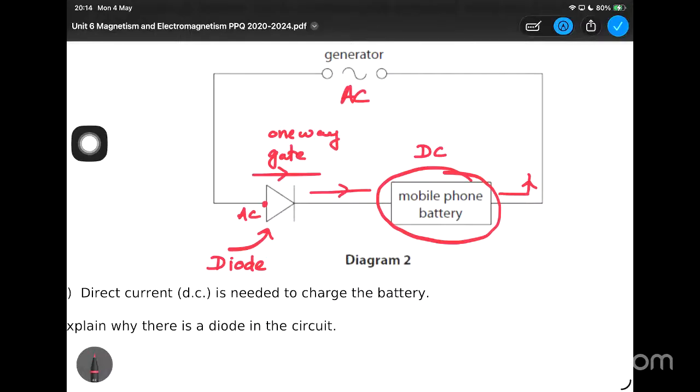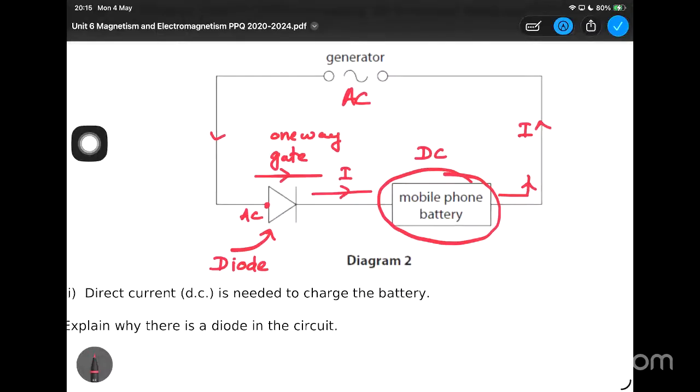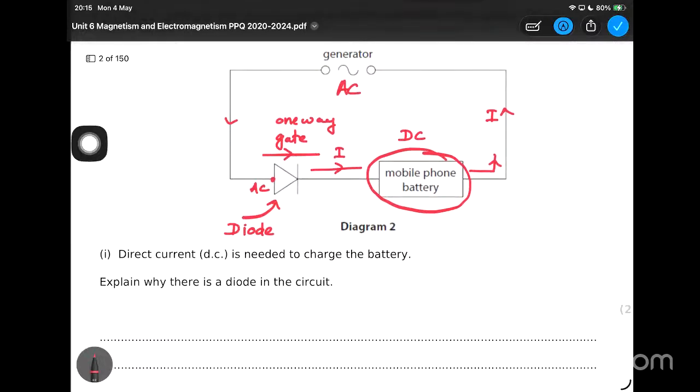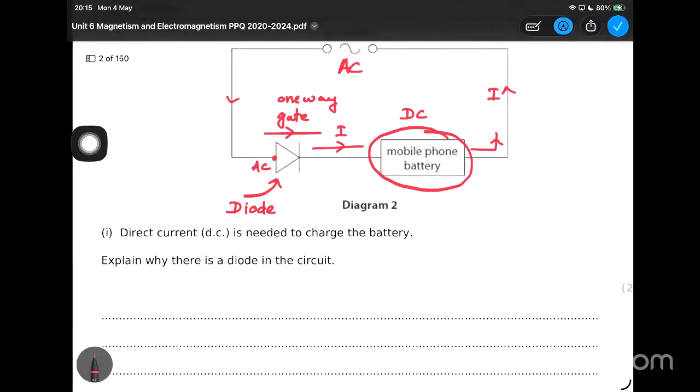One-way gate, allowing current to pass through in this direction. So therefore, what will happen? The current will be moving only in this direction, giving the mobile phone battery only the DC supply, right? Direct current is needed to charge the battery. Explain why there's a diode in the circuit.